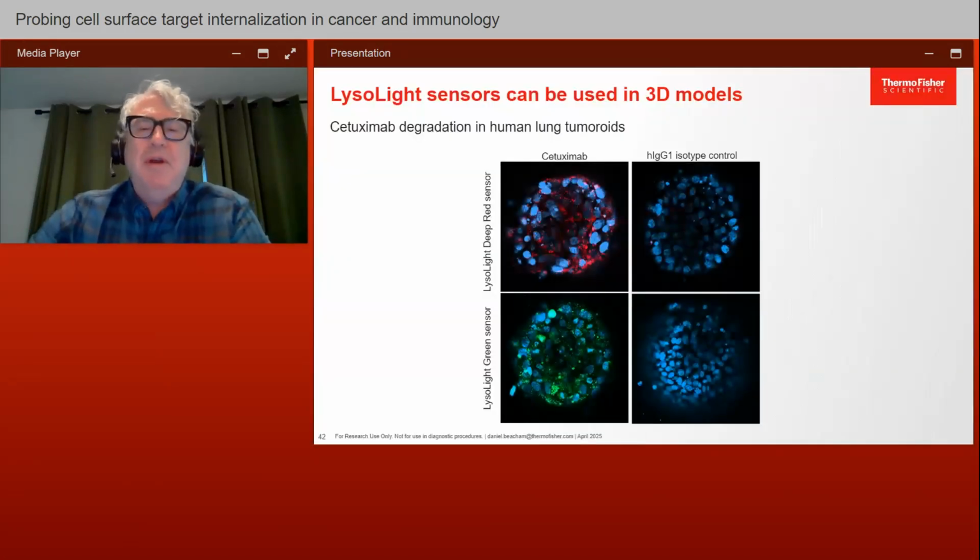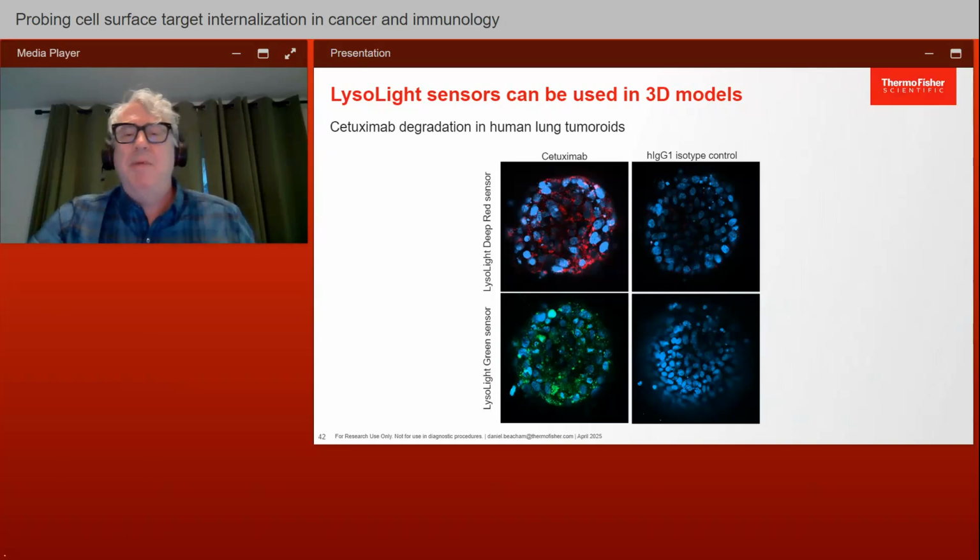We could put together a couple examples in 3D models. So whenever possible, we'll grow cells into a spheroid and then can probe either with our nuclear dye or labeled antibody-drug, therapeutic antibody in parallel, or look at control IgG isotypes.